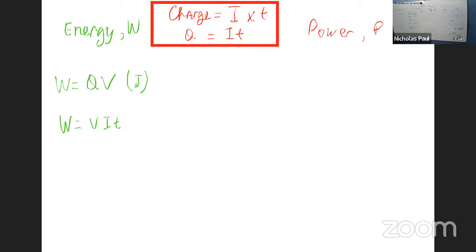Right, next one, electrical power. Electrical power is the rate of transfer of electrical energy within a circuit.